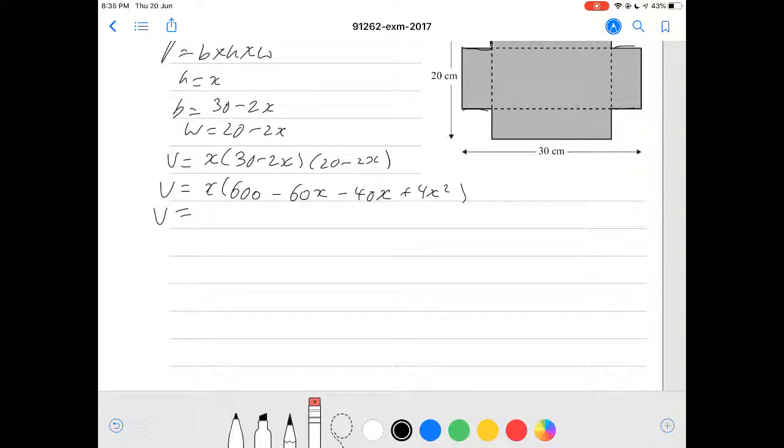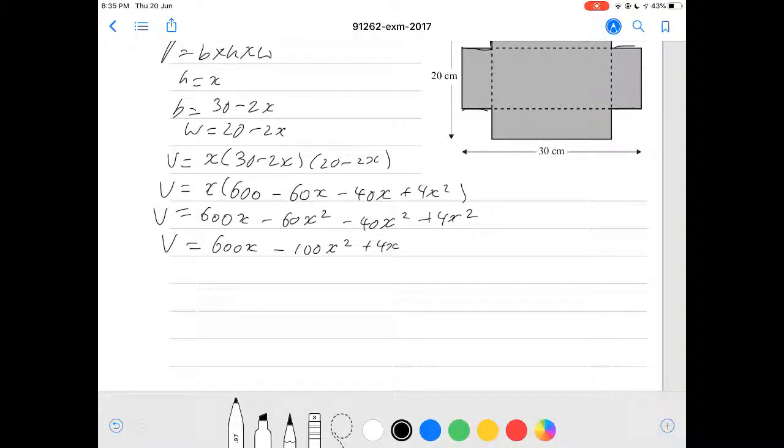Okay, so if we expand this, it should get 600x minus 60x squared minus 40x squared plus 4x cubed. So V equals 600x minus 100x squared plus 4x cubed. Sorry, this is still cubed. Okay, so v dash of x equals 600 minus 200x plus 12x squared. Now it should work, so sorry about that, guys.